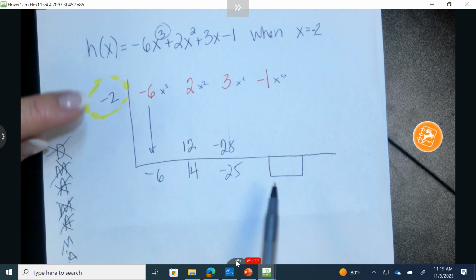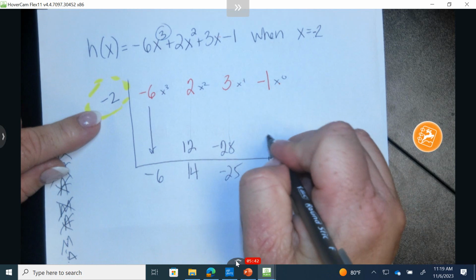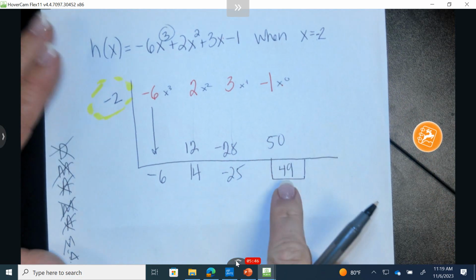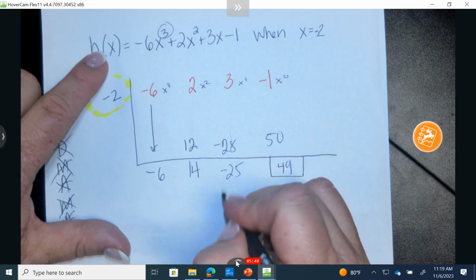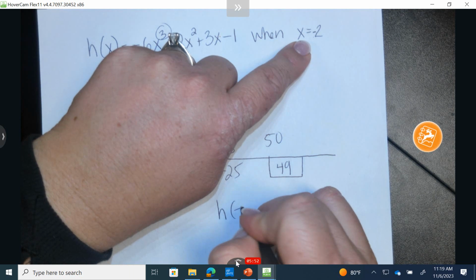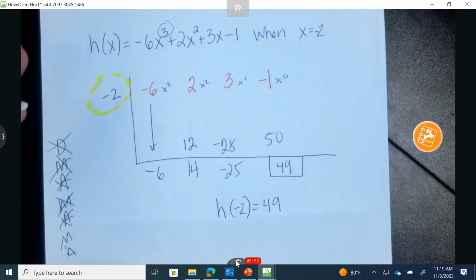Just continue to add MAs. -2 times -25 is a positive 50. Adding straight down to get 49. Once I've hit this last number, I can write this mathematical statement. So for this function, f, when I substitute in -2, that's my input, the output is 49.